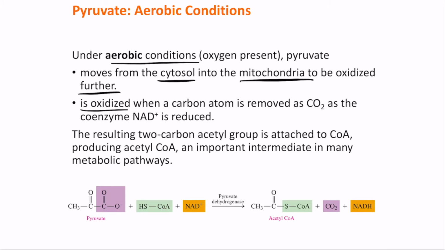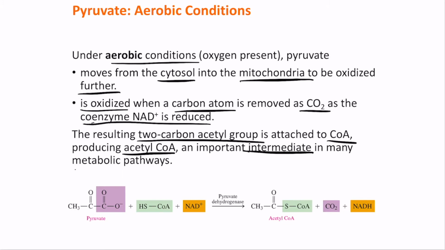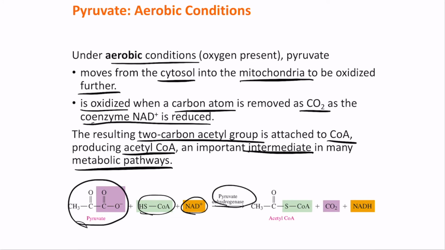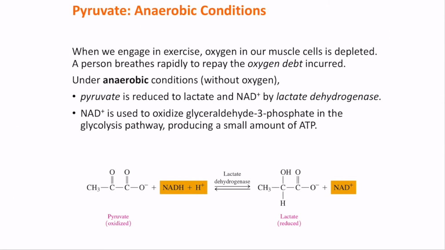Now it undergoes oxidation, where a carbon atom is removed as carbon dioxide and the coenzyme NAD plus is reduced to NADH, and the 2-carbon acetyl group is attached to the CoA, producing acetyl CoA, which is an important intermediate in many metabolic pathways. So you have pyruvate mixing with CoA and NAD plus under the use of pyruvate dehydrogenase to create acetyl CoA, carbon dioxide, and NAD plus reduced to NADH.